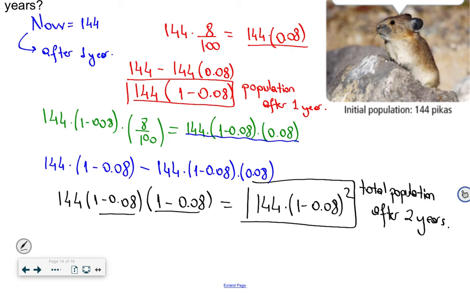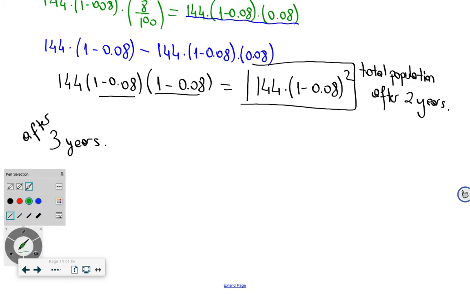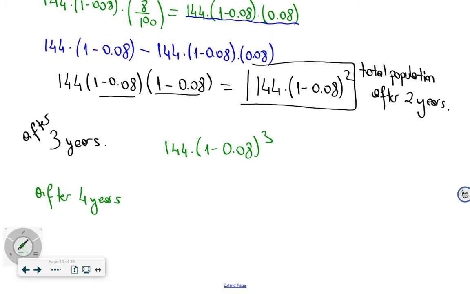Now, what I noticed is that there's a pattern. What do you expect after the third year? After the 3 years, I am going to expect the total population 144 times 1 minus 0.08 to the power 3, and the fourth year, what am I going to expect? 144 times 1 minus 0.08 to the power 4.